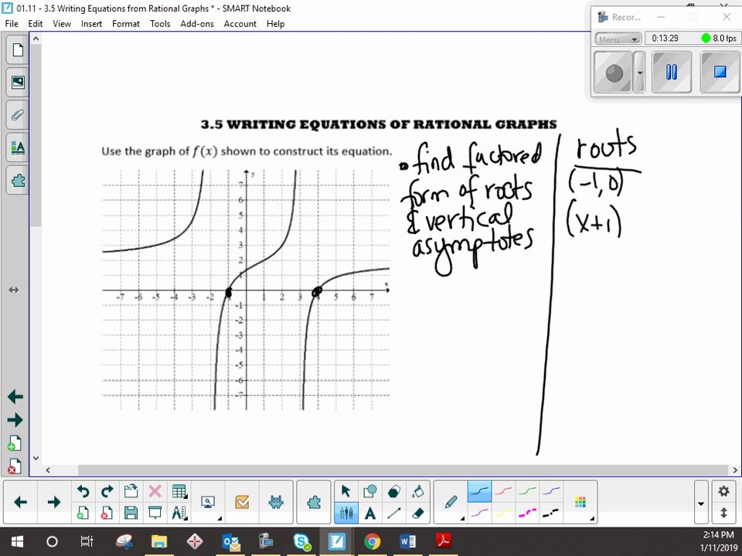So the other root is 4, 0. What factor gives me that? X minus 4. Okay, so these are my roots, and I'm switching over to factored form.